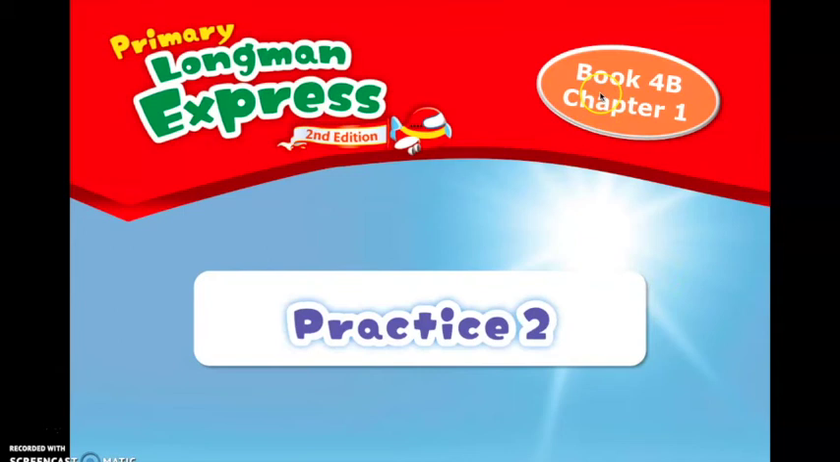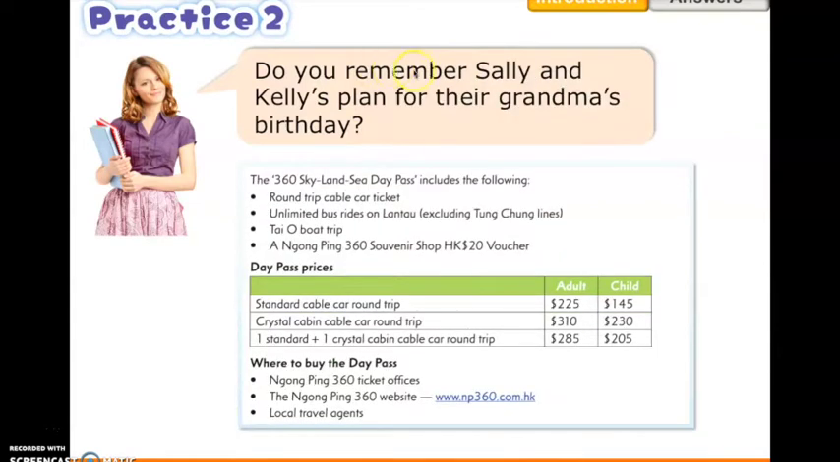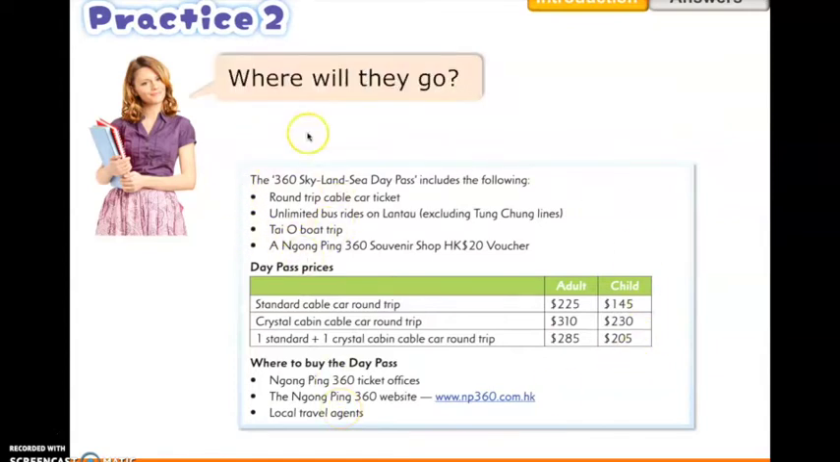Today we're going to look at Chapter 1 of Book 4B, Practice 2. Do you remember Sally and Callie's plan for their grandma's birthday? So this was their plan. Let's look at it carefully. Where will they go?